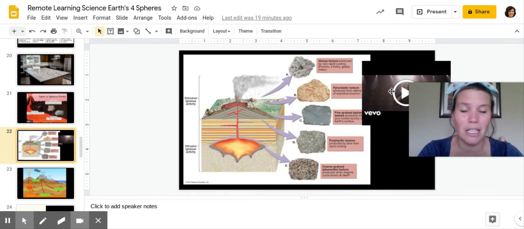Now, talking about cooling and hardening reminds me of our song that goes along with igneous rocks. And in order for you to really embrace the song, you have to know where it came from. This tune comes from Adele singing Set Fire to the Rain, and we're going to then sing our song. But I'm just going to show you Adele really quickly.